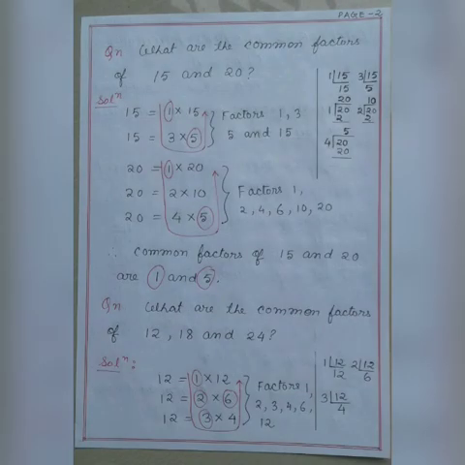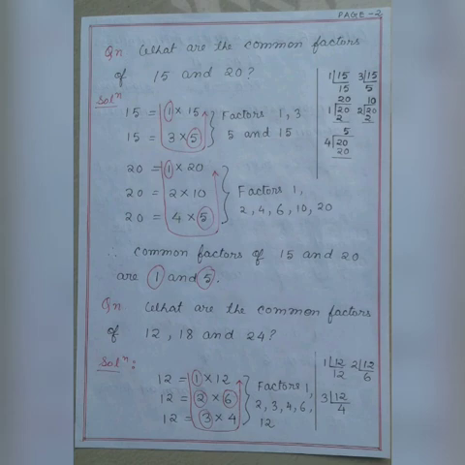Let us solve a question here. What are the common factors of 15 and 20? So what shall we do? We shall find the factors of 15 and 20 separately. I have done some rough work on the right side of the page. I have found that factors of 15 are 1, 3, 5 and 15.